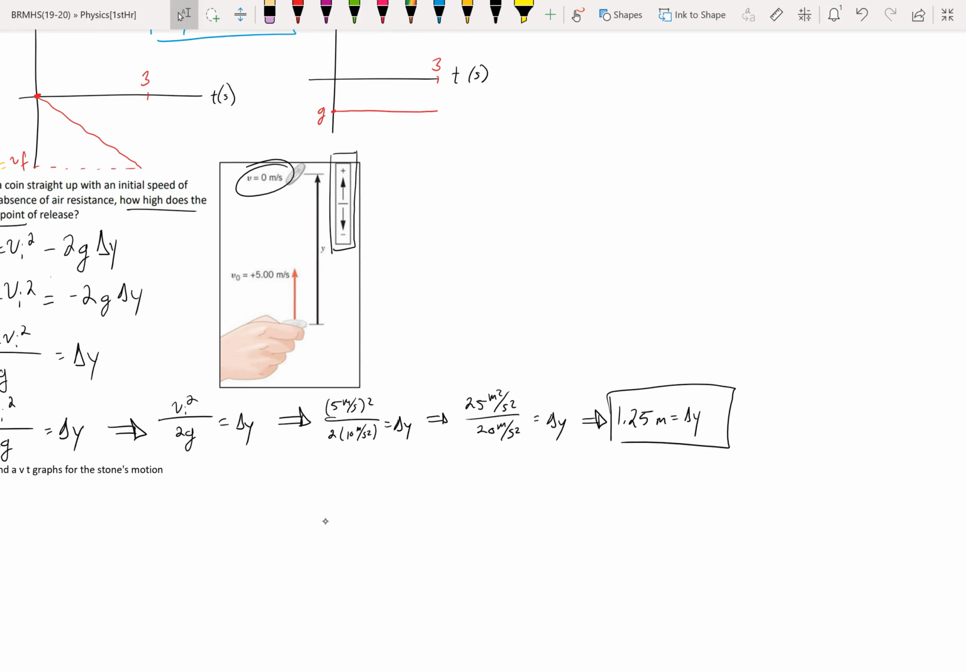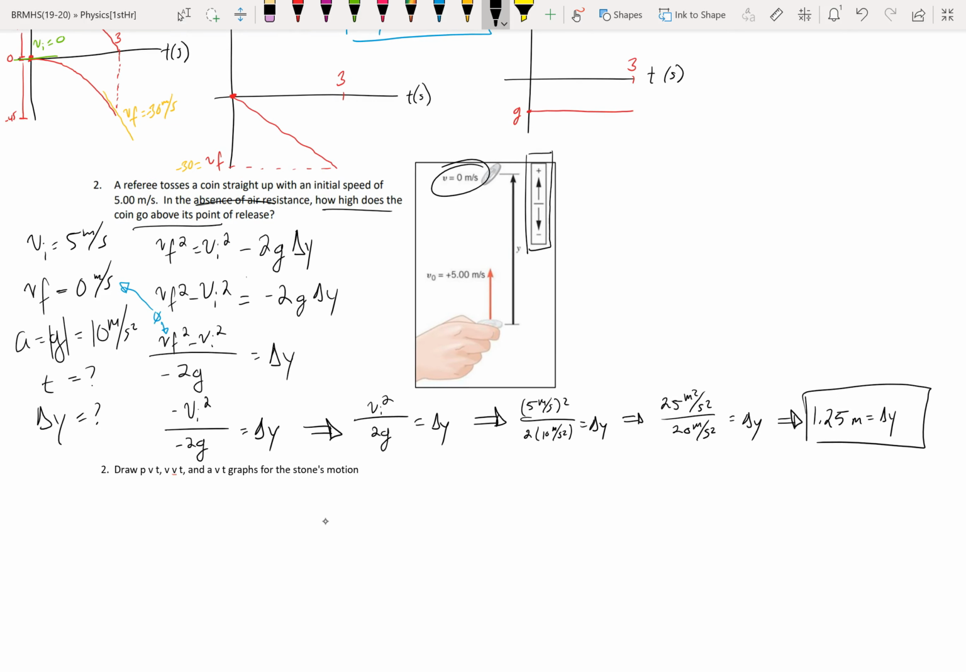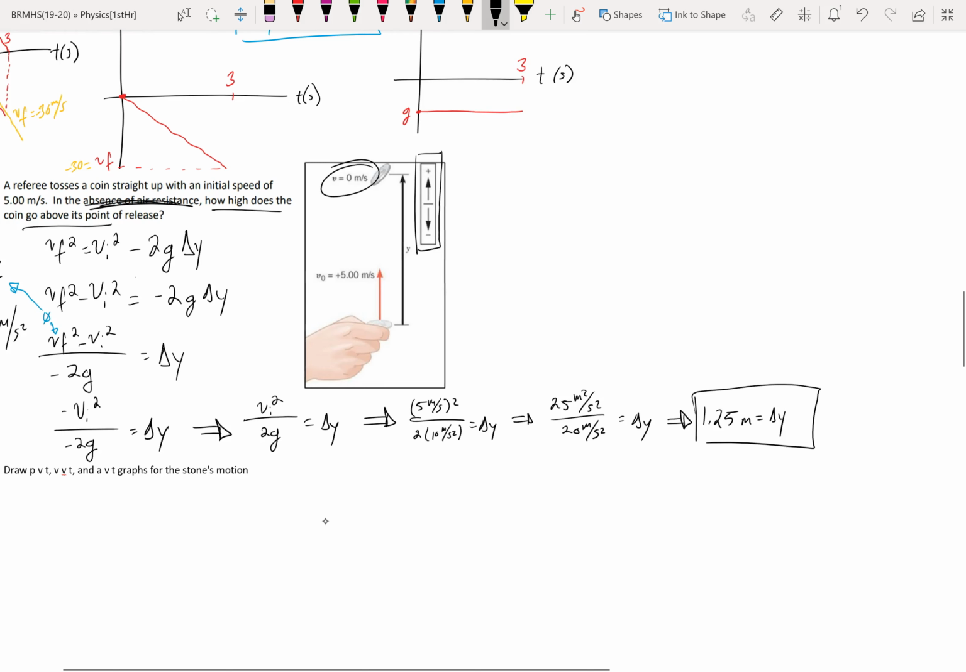That's how high the coin goes if it's launched with an initial vertical velocity of 5 meters per second and it experiences no other forces besides gravity. That's what allows you to use free fall acceleration. There's no other force besides gravity. So that's why we always say in the absence of air resistance.